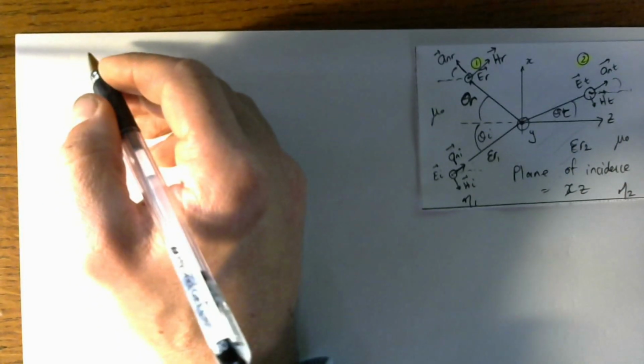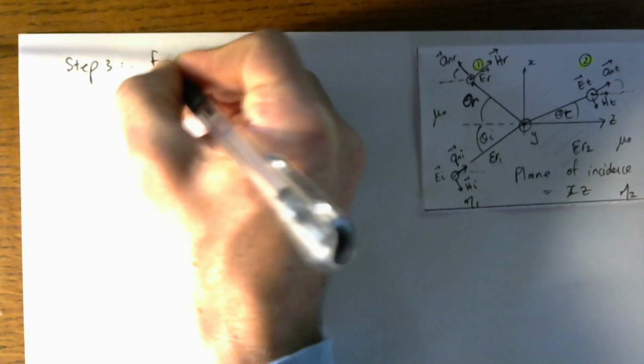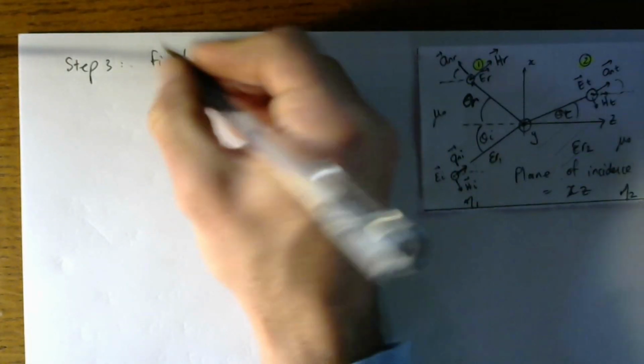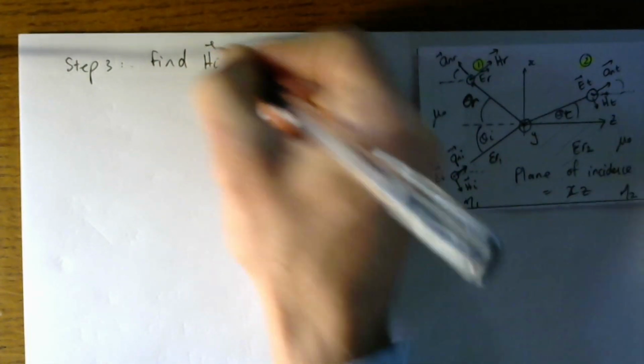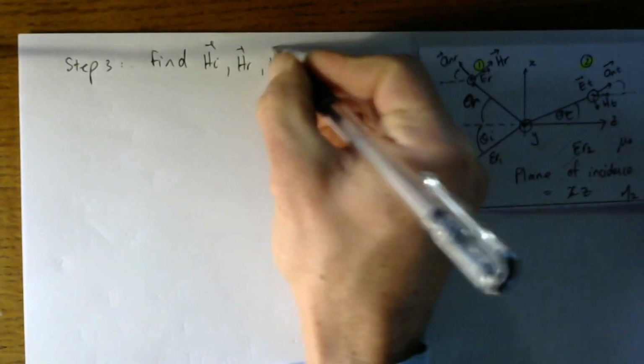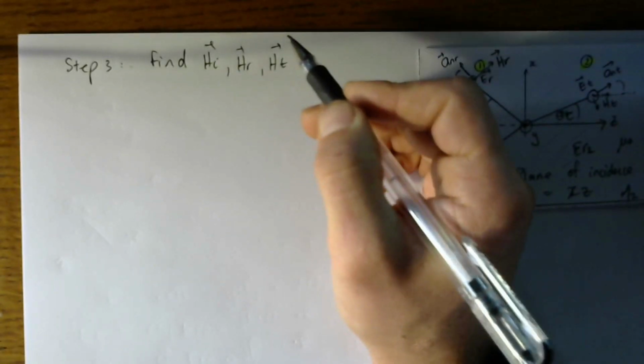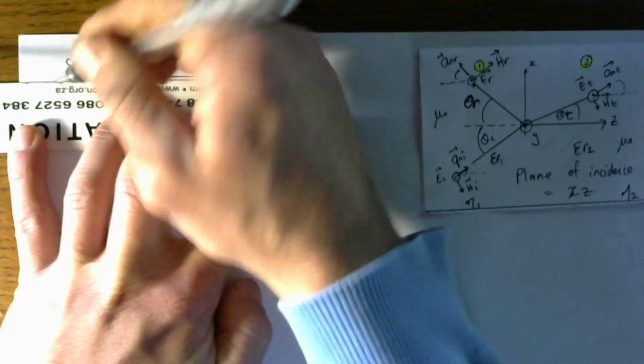Let's say this is now step 3. Find for me H_i, H_r, and H_t, the incident, reflected, and transmitted magnetic fields, given that I already have expressions now for the electric fields.